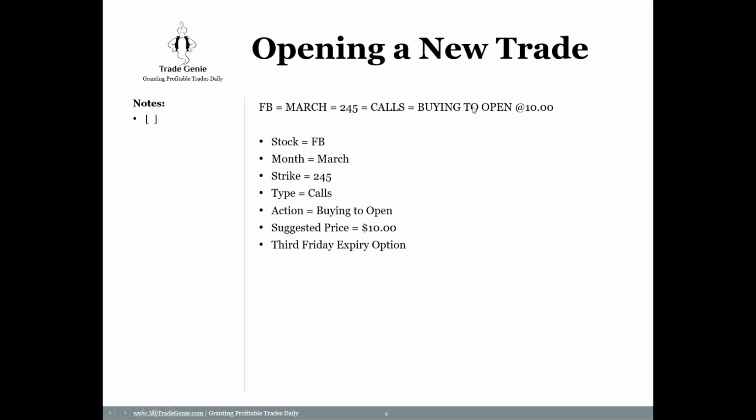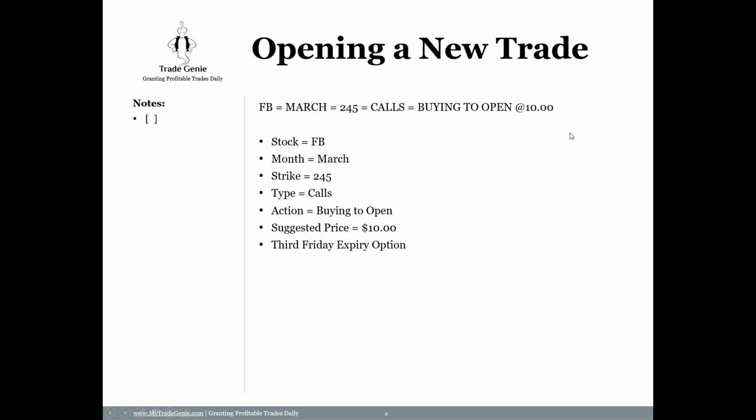If you see this subject line, it says SB. So the stock is SB, the month is March, and the strike is 245. We are buying calls instead of either calls or puts. So it's February, March 245 strike calls, and then buying to open. We are opening at $10, a specific price at $10. This is the explanation. The only instruction you receive in the email or SMS is this: February, March 245 call, buying to open at 10.